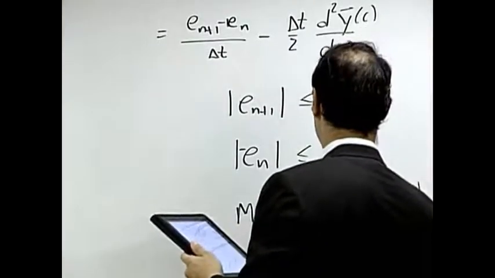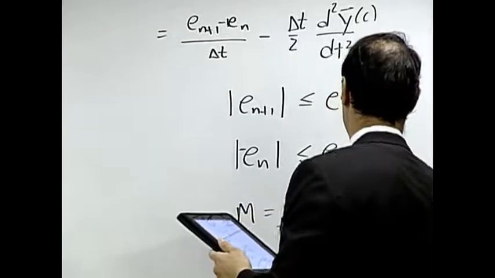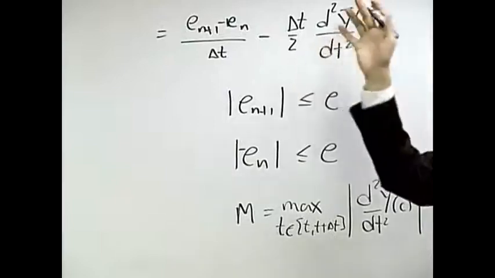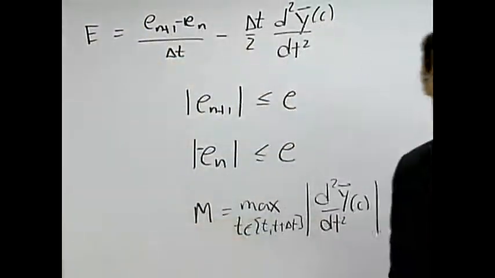Somewhere in this interval of t to t plus delta t. So I say that these things take on as big a value as possible, some points, who cares what they are.